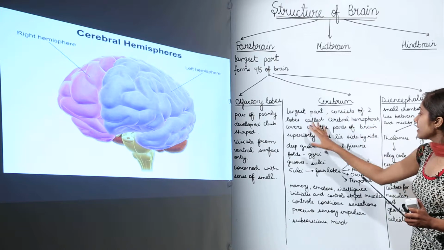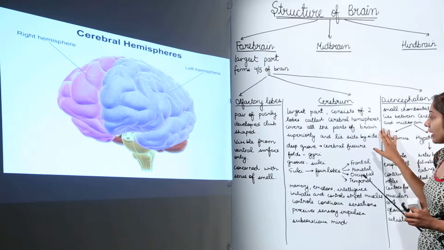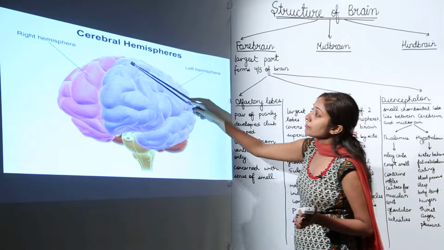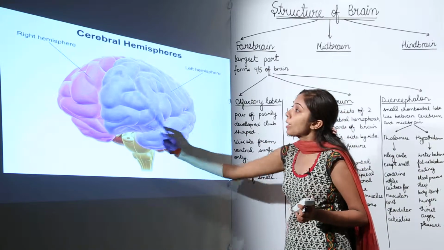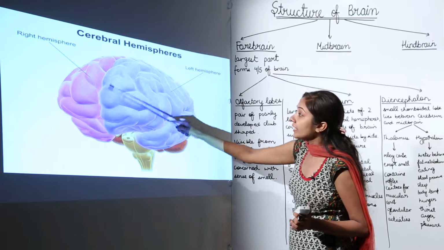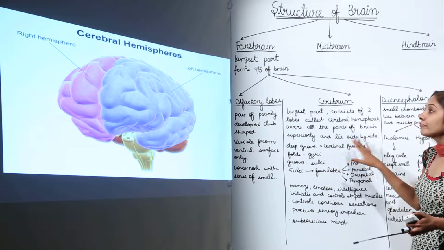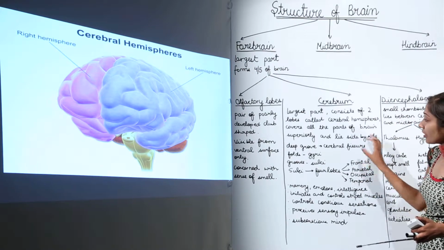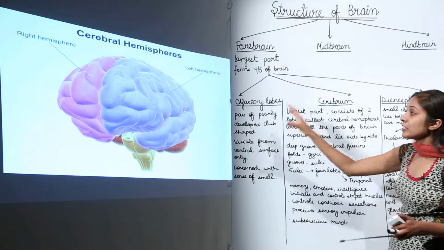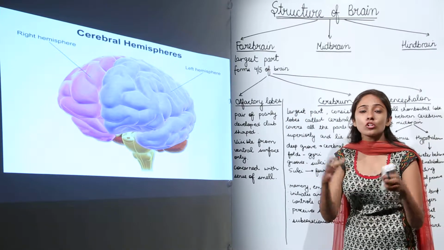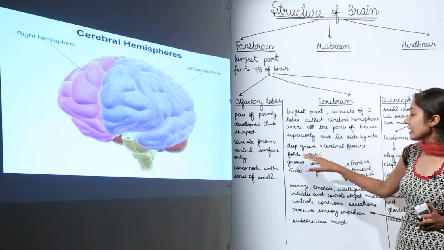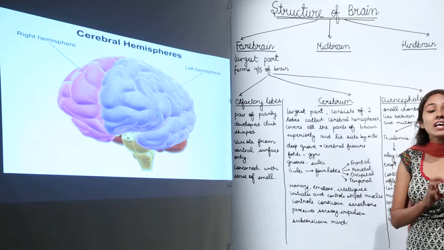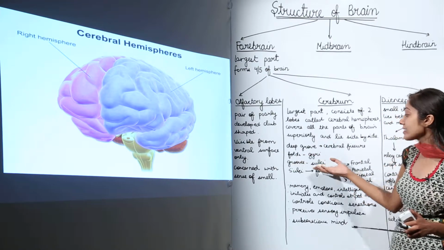Now, these cerebral hemispheres cover all the parts of the brain superiorly and lie side by side, and they are separated by a deep groove that we call the cerebral fissure. The hemispheres have a lot of grooves and folds. The folds are known as gyri and the grooves are known as sulci.